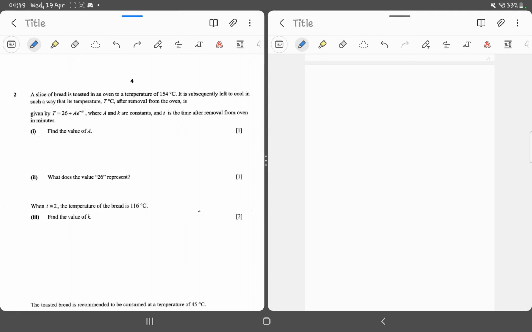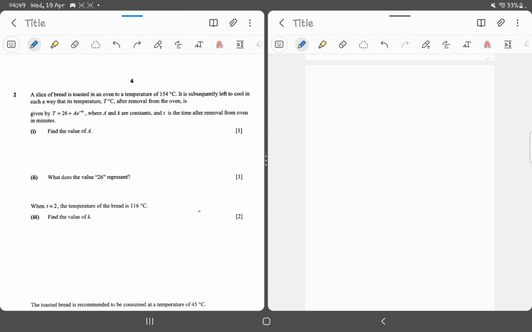Once you are able to get the hang of the steps, know what values to substitute in, and know how to use the laws of logarithm to solve for the unknown, you are good to go, because this question type is generally not difficult. So let's go through question 2.